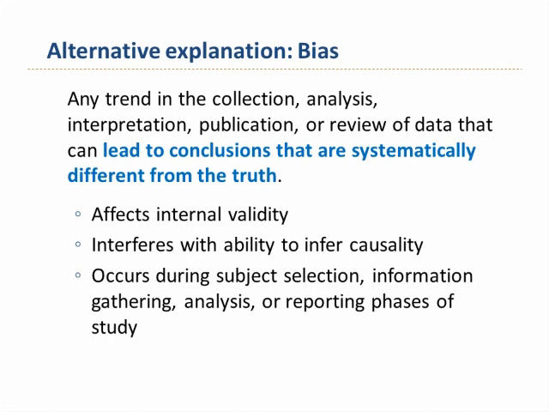The presence of bias affects the internal validity of a study because the observed associations are not due to the causal relationship between exposure and disease, but are due to some other non-causal or confounding factors. The presence of bias interferes with our ability to infer causality and can occur at any point during the process of a study. It can occur during subject selection, information gathering, analysis, or reporting of the results of a study.